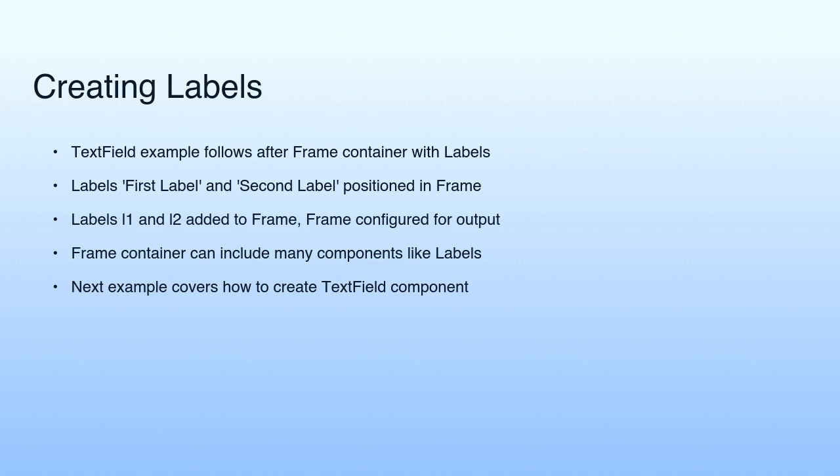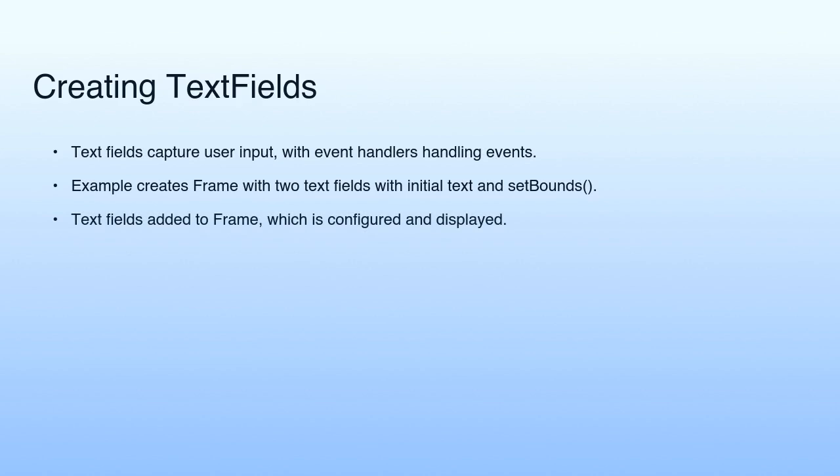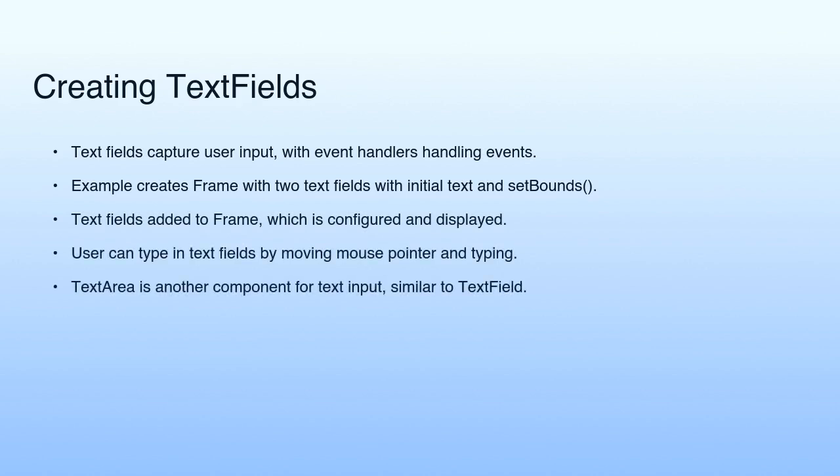component. Text fields capture user input, with event handlers handling events. The example creates a frame with 2 text fields, each with initial text and setBounds. The text fields are added to the frame, which is configured and displayed. The user can type in the text fields by moving the mouse pointer and typing.